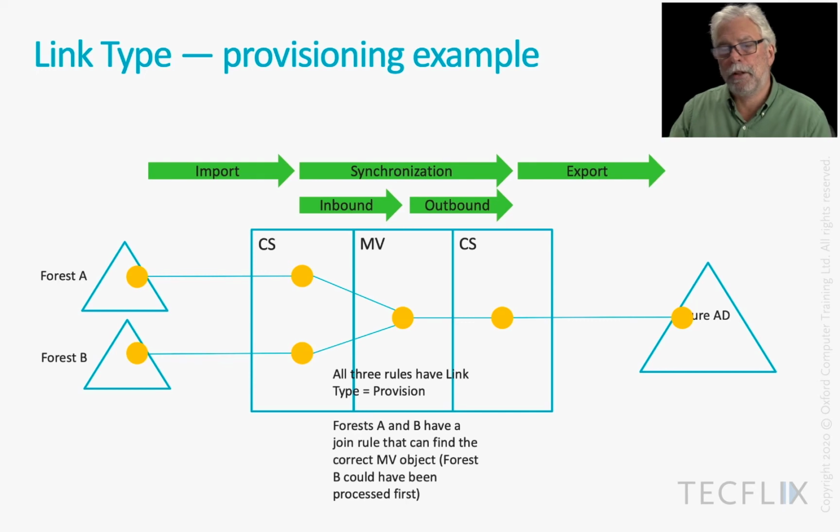that to happen. The important thing to understand here is that all three of these rules have a link type of provision. Forest B has a link type of provision, but the join gets there first. The join rule ensured that it connected up to the metaverse object. Forest A and Forest B then have a join rule that can find that, and it wouldn't have mattered if Forest B had been imported first and then Forest A had come along. Forest B would have done the provisioning and Forest A would have done the joining.